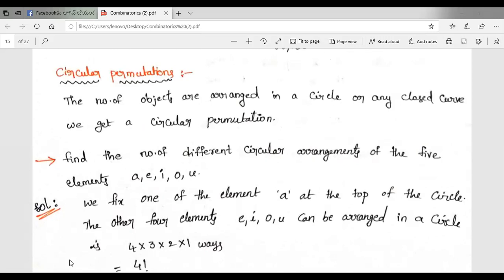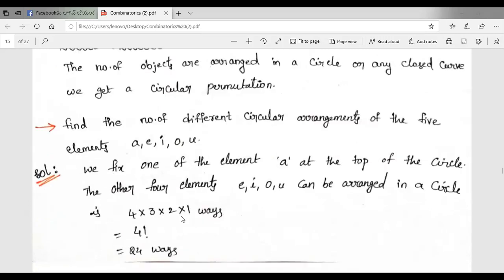The other 4 elements E, I, O, U can be arranged in the circle as follows: for the second letter we have 4 choices, for the third letter 3, then 2, then 1. So how many ways are there? 4 into 3 into 2 into 1, which can be written as 4 factorial, that is equal to 24 ways.